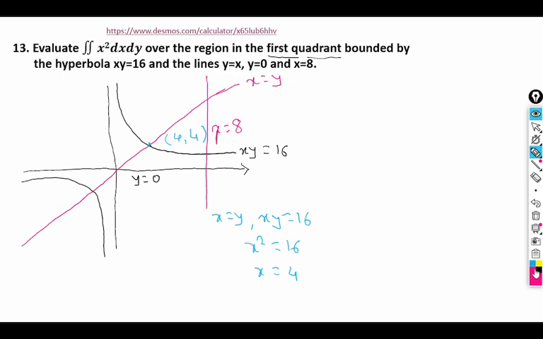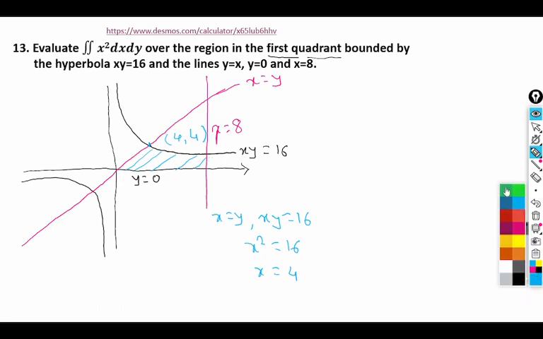So you'll observe the region. Here is a region, this one. For this region, you have all the four possible boundaries: y equal to 0, x equal to y, xy equal to 16, and x equal to 8. So that is the correct region here.